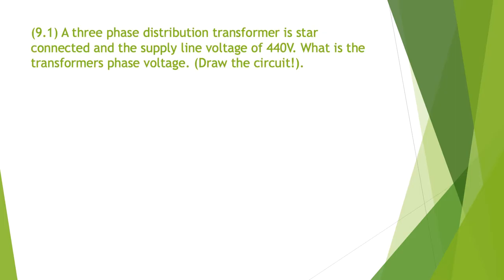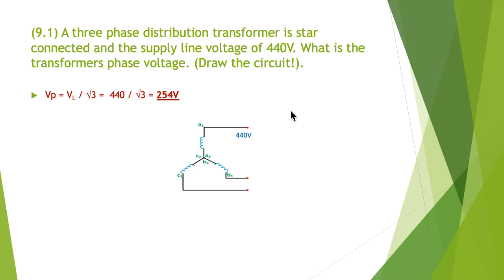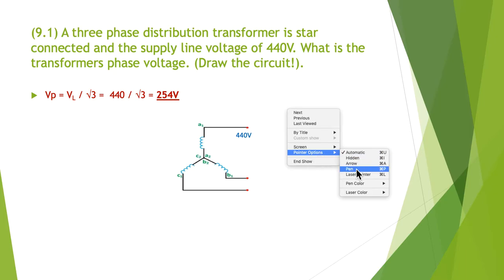9.1. A three-phase distribution transformer is star connected and the supply line voltage is 440 volts. What's the transformer's phase voltage? As I always say, draw the circuit. Get it clear in your head. So I've drawn the circuit and I've put the little bit of data that they've given us.